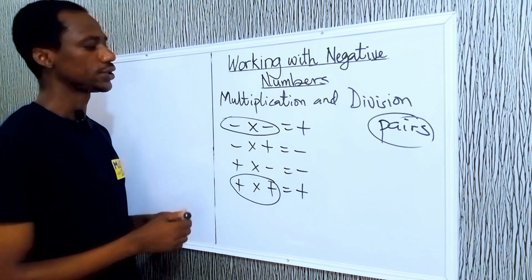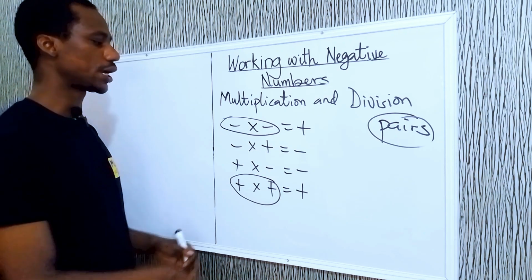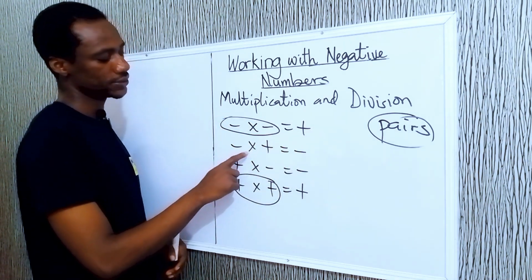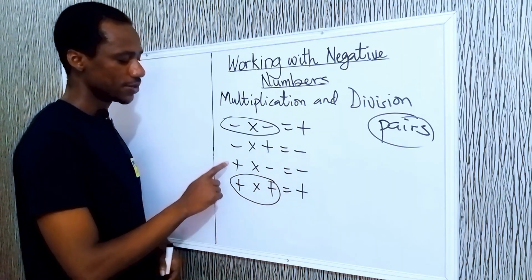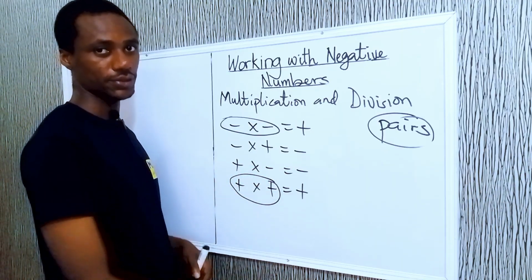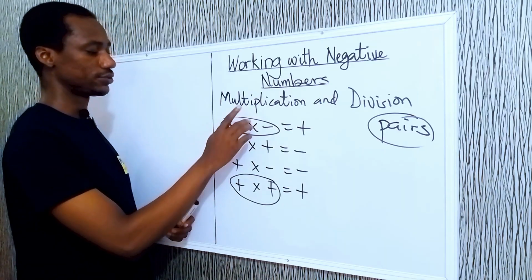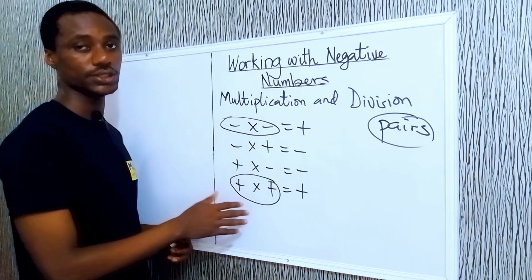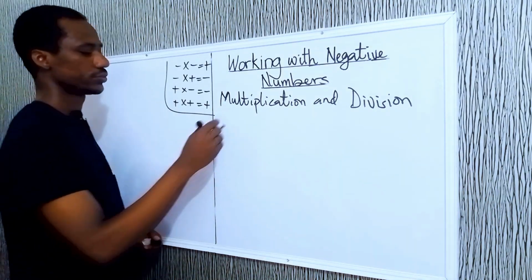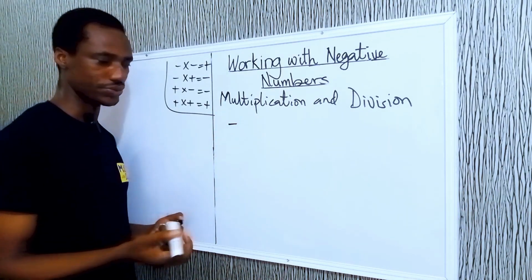And this same thing works for division. So that means minus divide minus is plus, minus divide plus is minus, plus divide minus is minus, plus divide plus is plus. So the same thing, if I remove the multiplication sign and put a division sign, it works. All right. So let's take some examples, right?